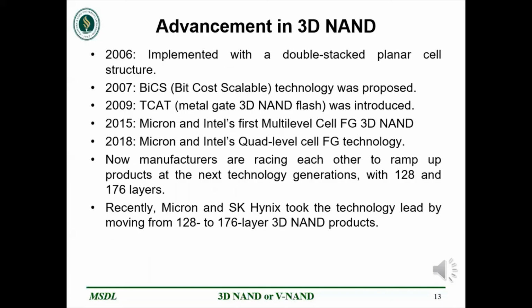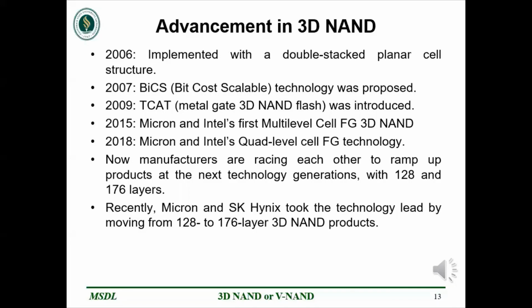Let us see the advancement of the 3D NAND technologies over the last couple of years. The initial 3D NAND introduced was a double-stacked planar cell structure in 2006. The BiCS architecture, which was discussed previously, was introduced in 2007, while the TCAT was introduced in 2009. Very recently, Micron and Intel certified their first ever multi-level cell floating gate technology for the 3D NAND. And in 2018, they qualified the industry's first 3D NAND quad level cell floating gate technology.